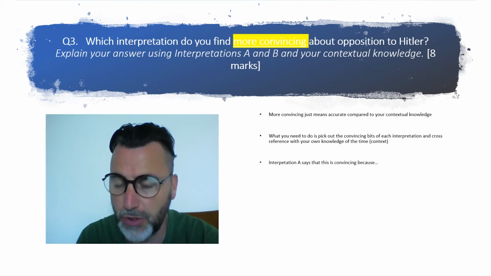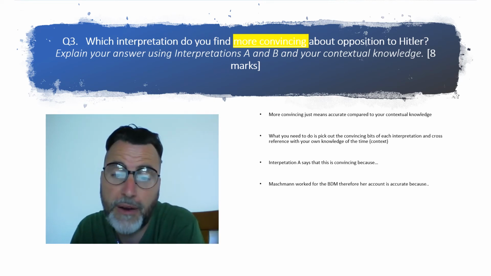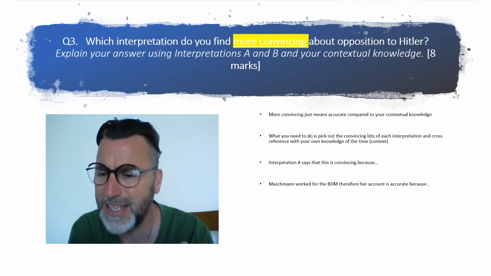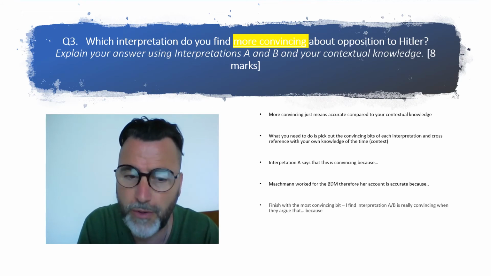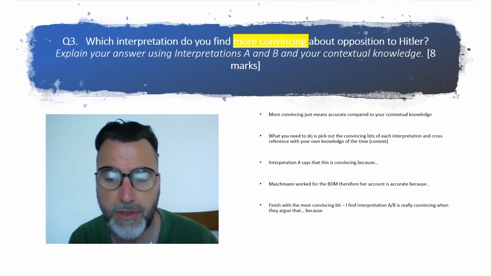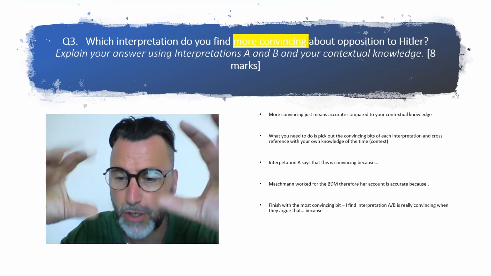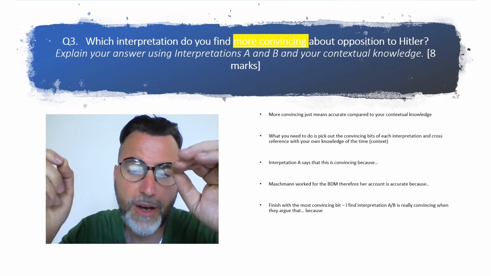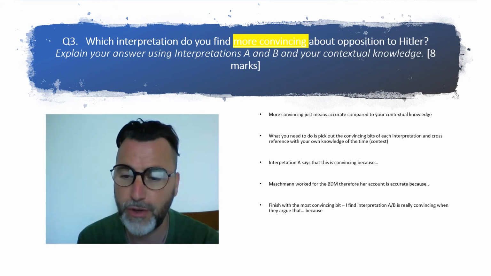Interpretation A is more convincing because Mashman worked for the BDM, therefore her own account is accurate because she's got information from inside the organisation. That makes it plausible, believable. Take that into account, use your own knowledge. And then finish with the most convincing bit. When you get to the end of the answer, take two bits from each source, make sure you've got a couple of bits from each source, and then when you say overall, the bit that I find most convincing, take the most convincing part and use that for your conclusion.